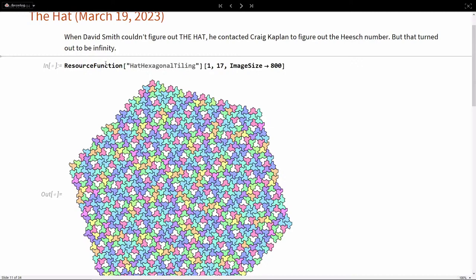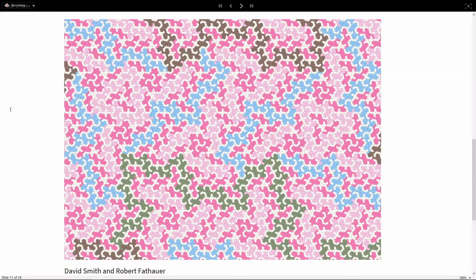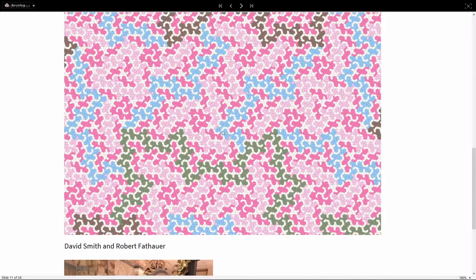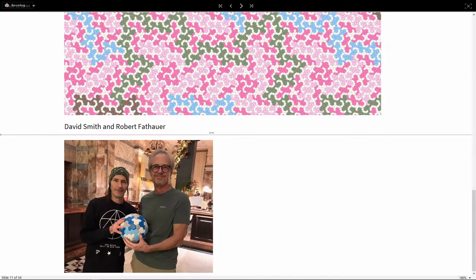And we have various functions relating to the hat. For example, hat hexagonal tiling. You can make as many layers of the hat tiling as you might like. Here's one of the strange patterns caused by the related object, the turtle. You get these weird spiral patterns. And if you look at our community site, we've got a lot of different material written about the hat. And I gave a talk about it almost a year ago, introducing some of the things that had been found. Here's David Smith and Robert Fathauer, who runs tessellations.com, holding a sphere covered with the hat and pentagons.